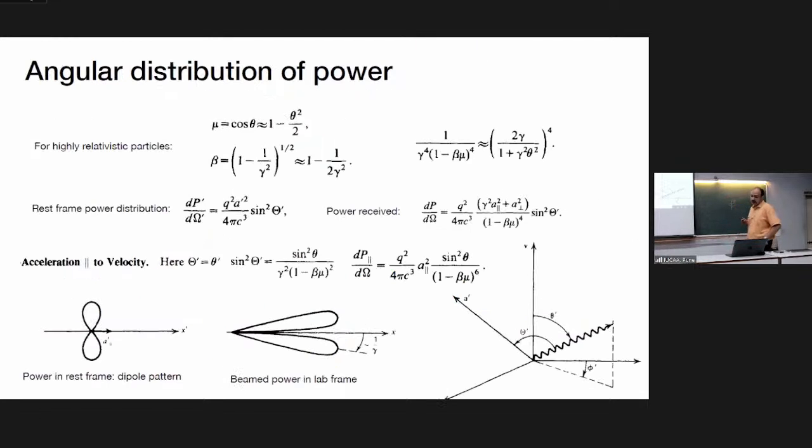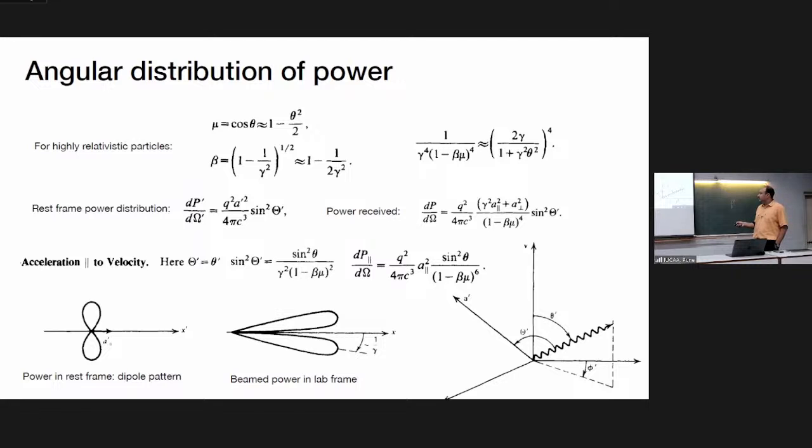Okay, now I talked about the dipole pattern. So forget all this mathematical muck here. Let's just look at the diagrams. So the dipole pattern was this in the charge's rest frame. You go to the static frame, the two lobes will be bent in the forward direction, with the angle from the charge's direction to the midpoint of the lobe being 1 by gamma.